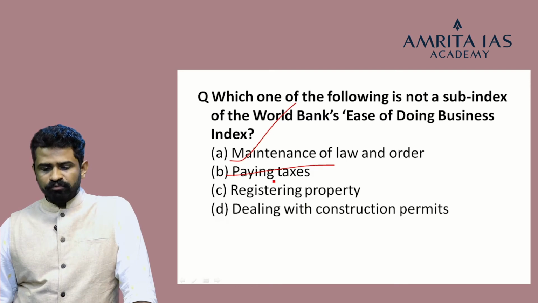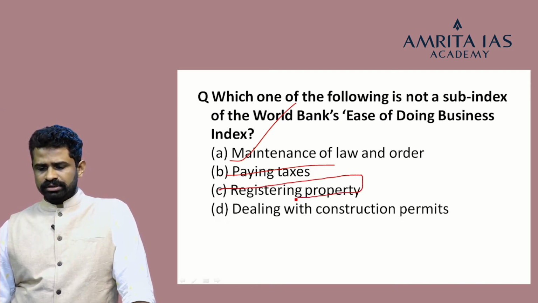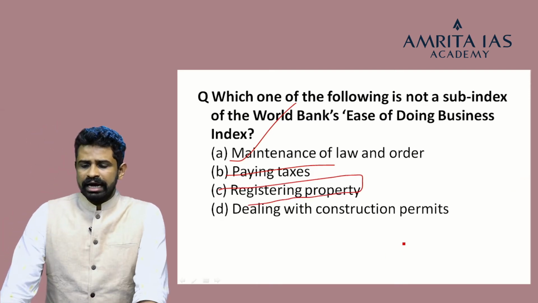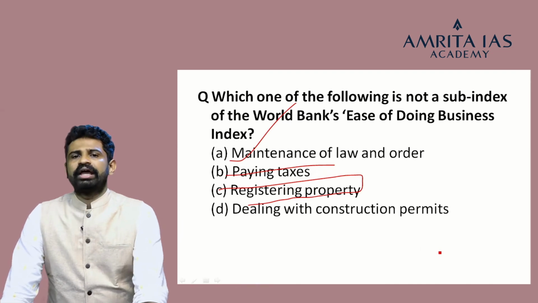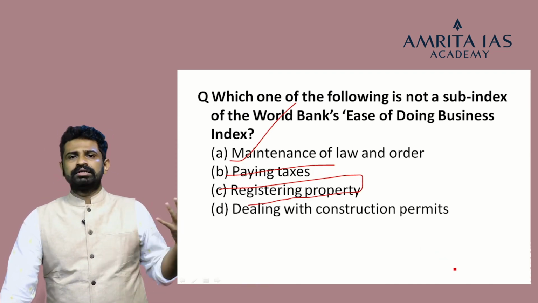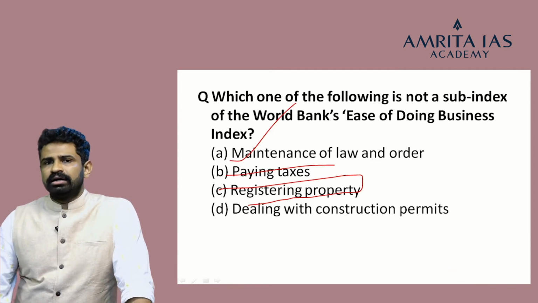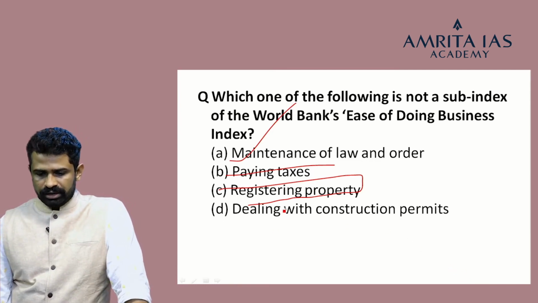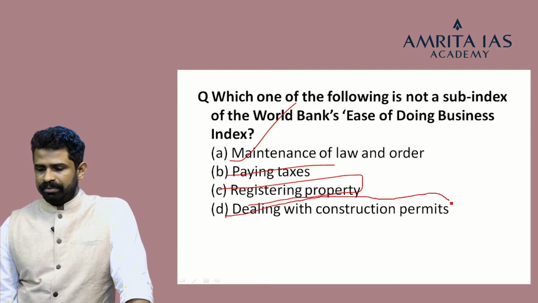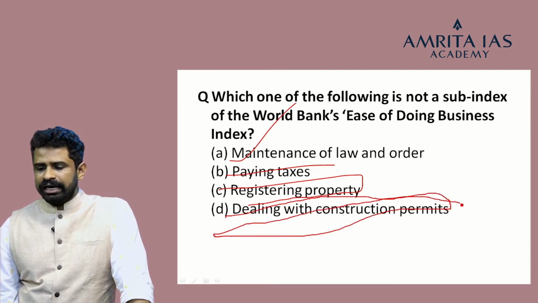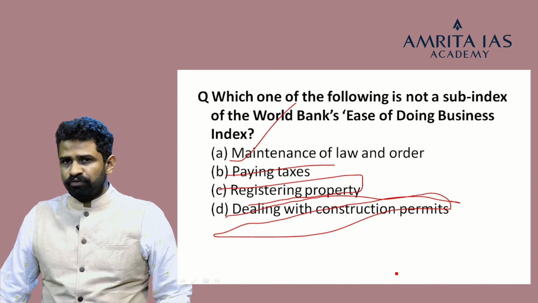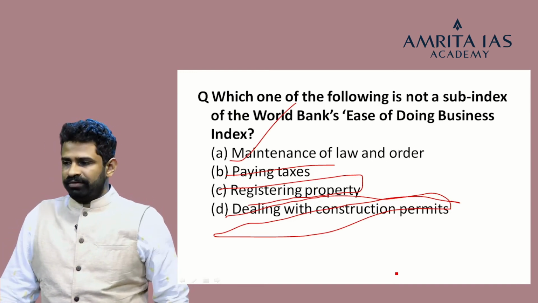Registering property, obviously, that is how you start your businesses, right? So registering property is there. Dealing with construction permits: construction permits, electricity permits, all of these things are being factored in while you calculate the ease of doing business index. So even that can be eliminated. So by eliminating these three, you can arrive at maintenance of law and order. That is one way you can arrive at this answer.